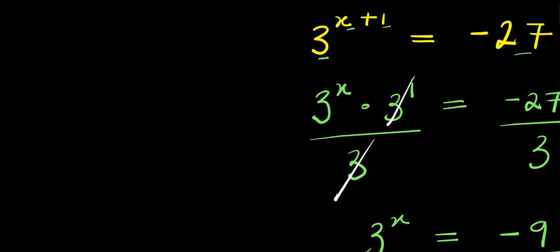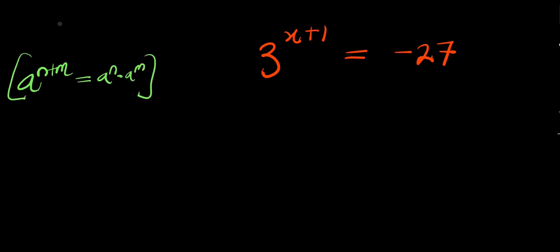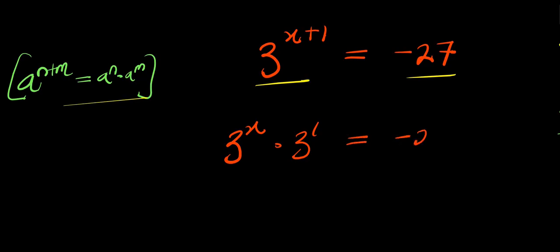Ladies and gentlemen, let's consider this other one here. We have 3 to the power of x plus 1 equals negative 27. Now, let's start with this identity. A power n plus m equals a power n times a power m. So right now we apply this, right? Apply this one here. So we simply have 3 power x times 3 to the power of 1 equals negative 27.